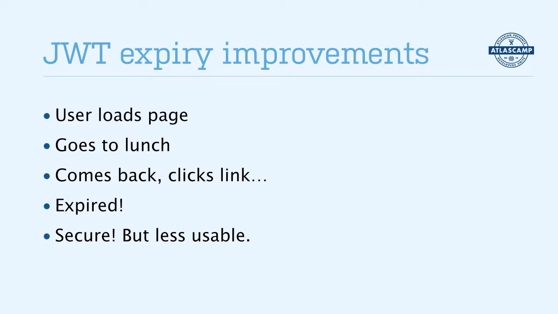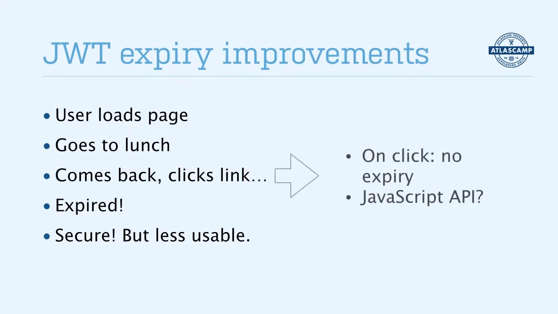So what we want to make happen is when you click the link, as a genuine user who's allowed to do this, it doesn't actually expire. And we might do this using some sort of JavaScript API so that you can call this and it somehow gets a new token from the server.